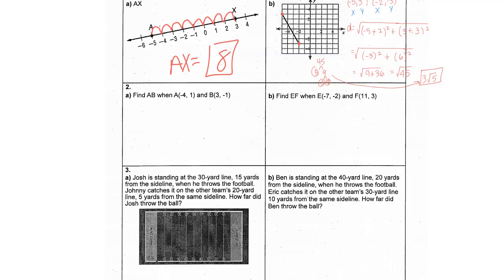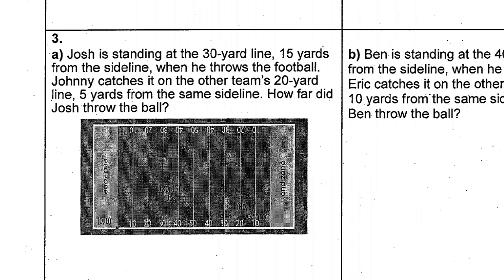So you will do the same thing to number 2, part A and B. You're going to use the distance formula to find the distance between 2 points, and I'm going to go ahead and skip that and let you practice that on your own. But I do want to talk about number 3, part A. Number 3, part A says, Josh is standing at the 30-yard line, 15 yards from the sideline when he throws the football. Johnny catches it on the other team's 20-yard line, 5 yards from the same sideline. How far did Josh throw the ball?